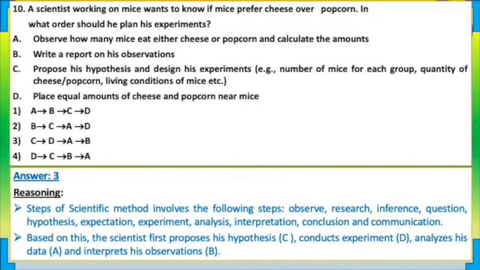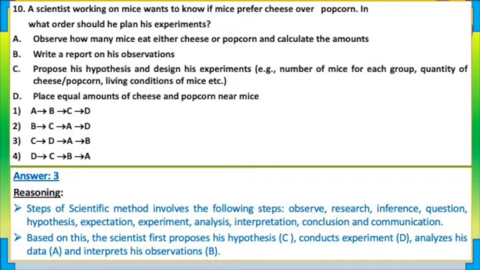Question number 10. A scientist working on mice wants to know if mice prefer cheese over popcorn. In what order should he plan his experiments? A. Observe how many mice eat either cheese or popcorn and calculate the amounts. B. Write a report on his observations. C. Propose his hypothesis and design his experiments. Example, number of mice for each group, quantity of cheese or popcorn, living conditions of mice, etc. Option D. Place equal amounts of cheese and popcorn near mice.